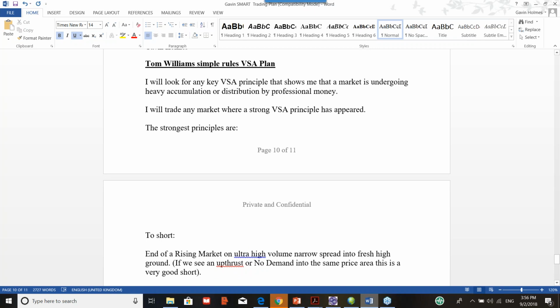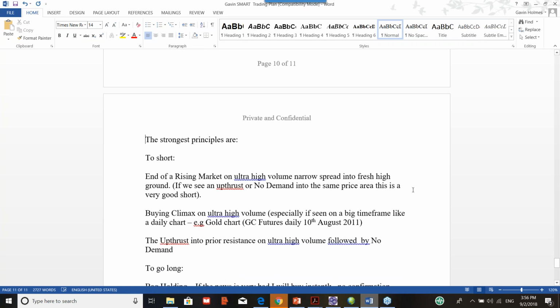Tom Williams, Simple Rules VSA Plan. This is Tom, not me. I will look for any VSA principle that shows me that a market is undergoing heavy accumulation or distribution by professional money. I will trade any market where a strong VSA principle has appeared.